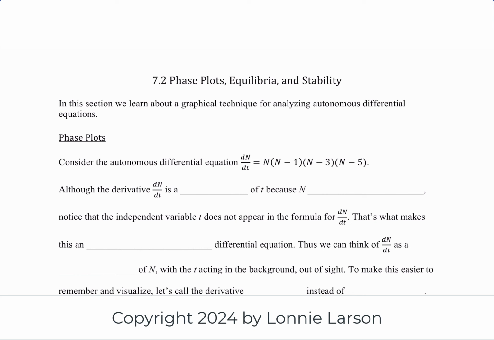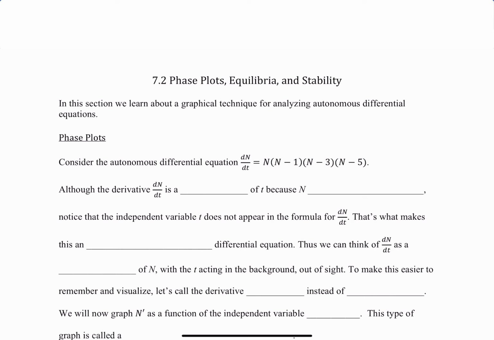In this section, we'll learn about a graphical technique for analyzing autonomous differential equations. Notice we're only working with autonomous differential equations in this section. This graphical technique is called a phase plot. Let's consider the autonomous differential equation dN/dt equals N times (N minus 1) times (N minus 3) times (N minus 5).